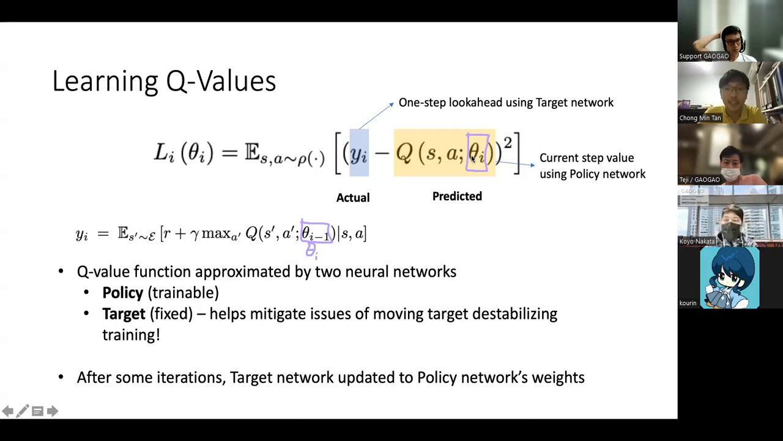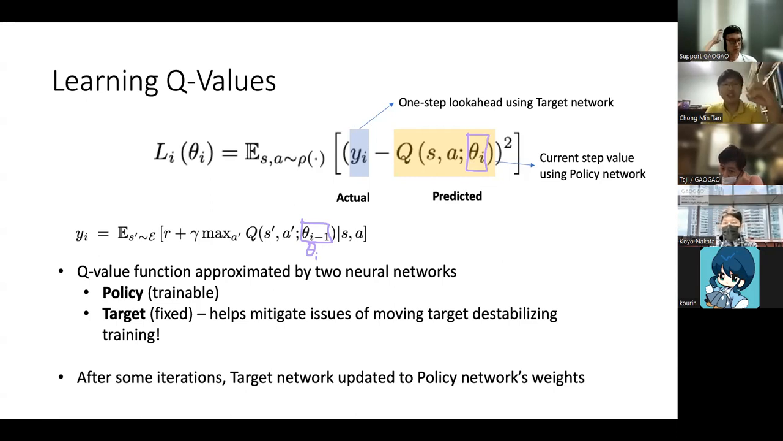Like you have a certain target that you want to hit. Imagine this is your predicted target and this is your actual target. And your actual target is also using the same network as your prediction. So you are actually chasing your own tail because your target keeps moving as well. You want your target to be fixed so that you can step to the target.